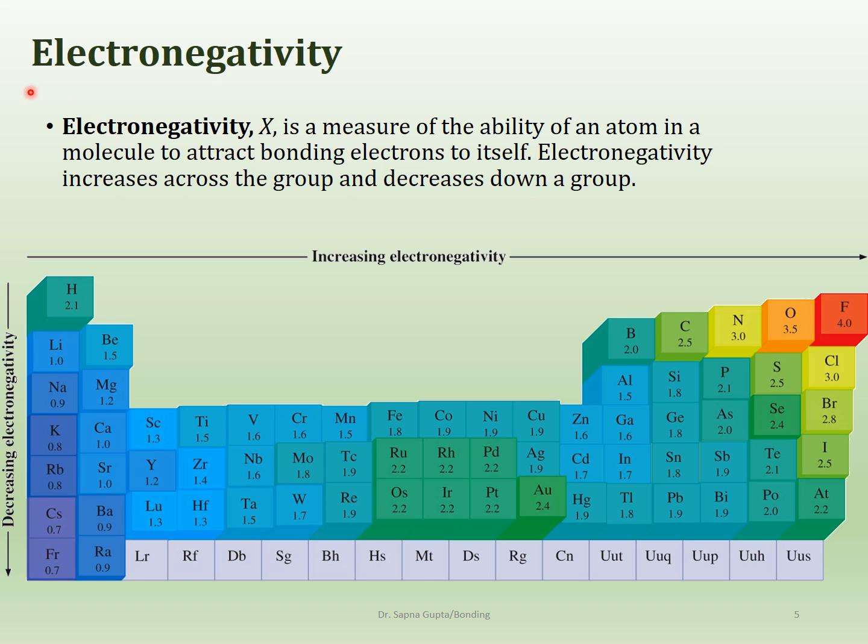And the answer is electronegativity. Electronegativity is a measure of the ability of an atom to attract bonding electrons to itself. So electronegativity is a property of an element. There is nothing you can do about this. This is how it is.